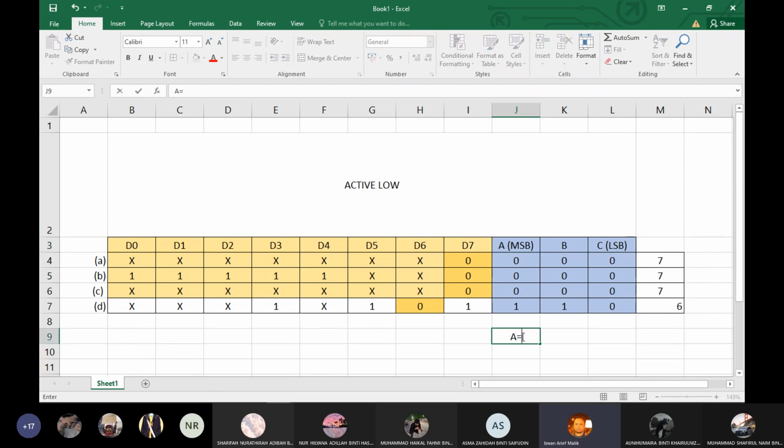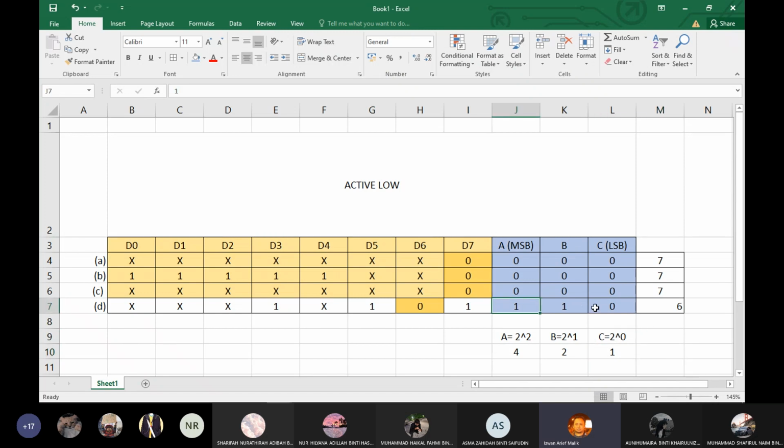So A sama dengan 2 kuasa 2. B sama dengan 2 kuasa 1. C sama dengan 2 kuasa 0. So ni akan jadi 4, ni akan jadi 2, ni akan jadi 1. Okey, so 4 tambah 2 jadi 6 lah.